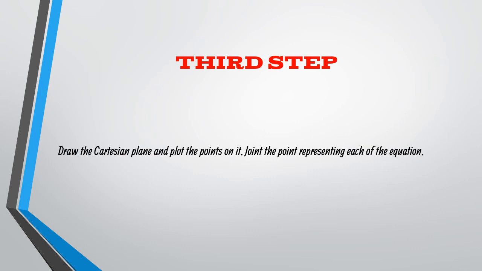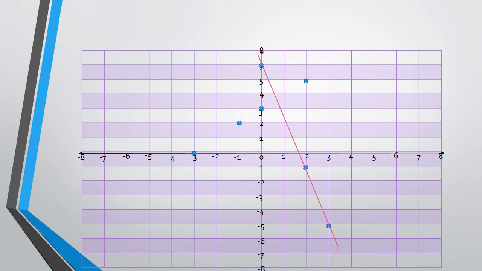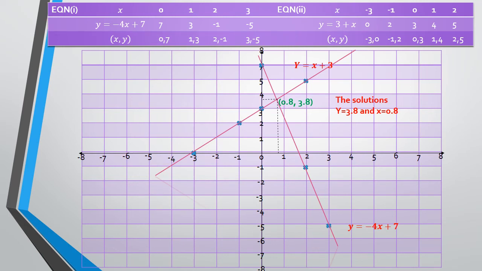So let us look at what a Cartesian plane, or this graph, is all about. The Cartesian plane is made up of a small number of squares, and it has an x and y axis, whereby the horizontal line is the x-axis and the vertical line is the y-axis. So here we are going to see how we plot the two straight lines.